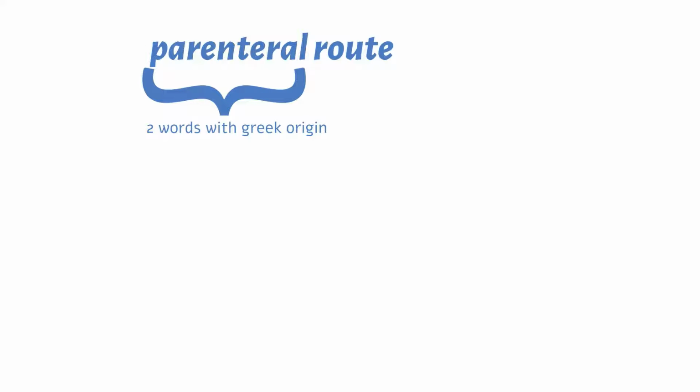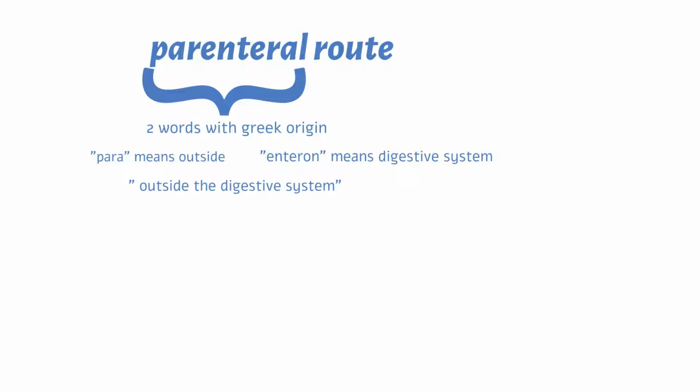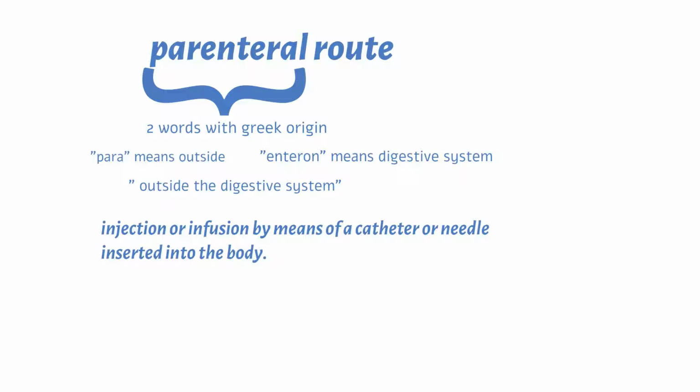First, I'm going to talk about the parenteral route. The name parenteral is obtained from two words with Greek origin. Para means outside and enteron means the digestive system. So, it's basically outside the digestive system. The parenteral route involves injection or infusion by means of a catheter or a needle inserted into the body.